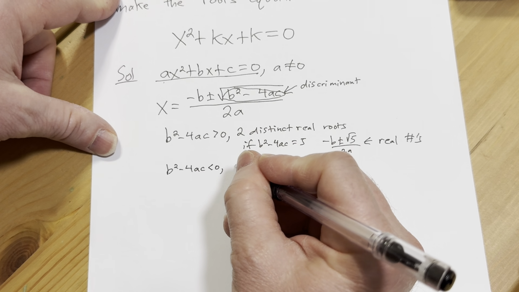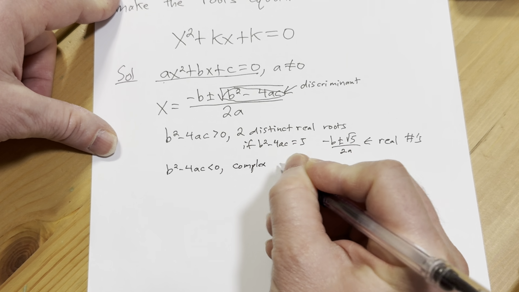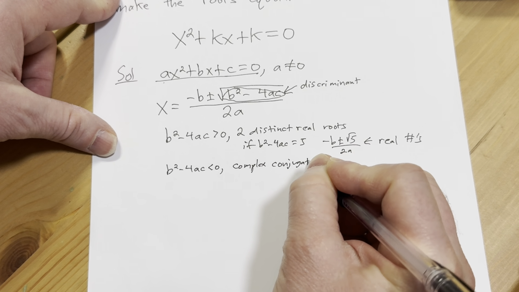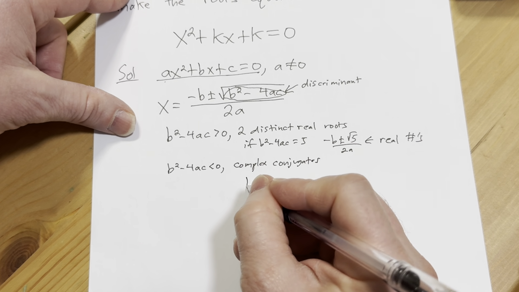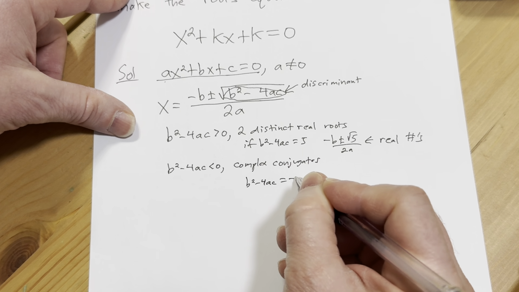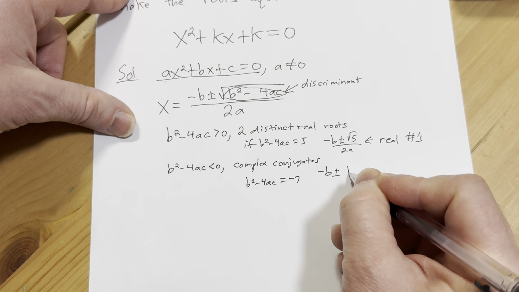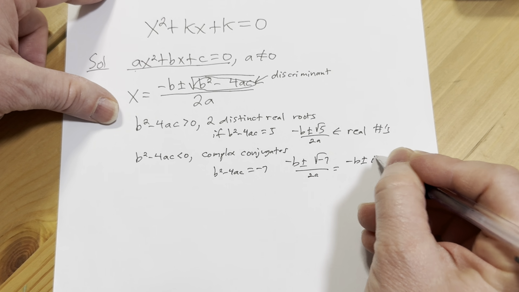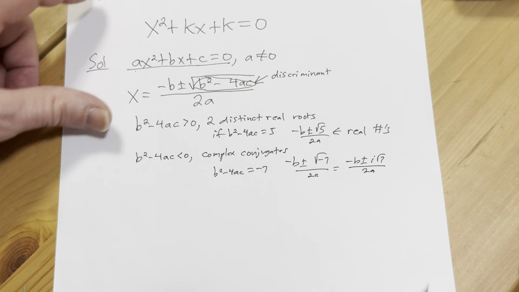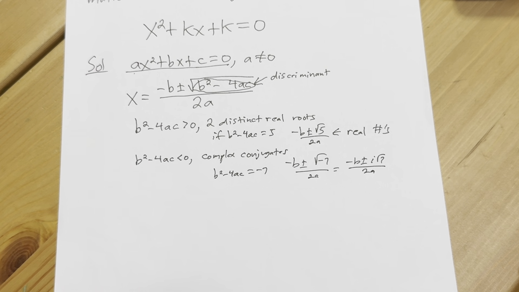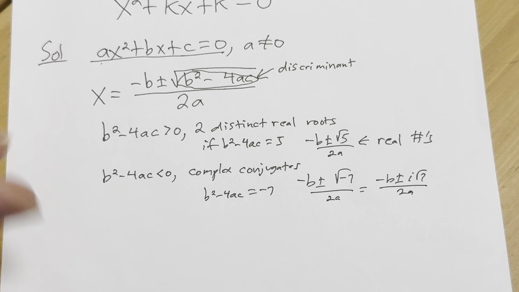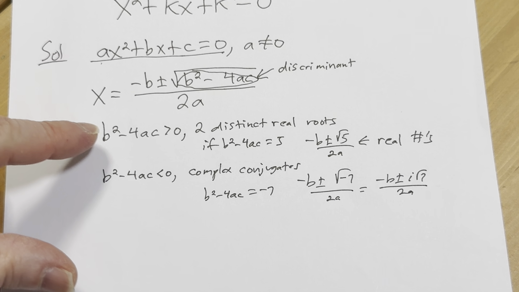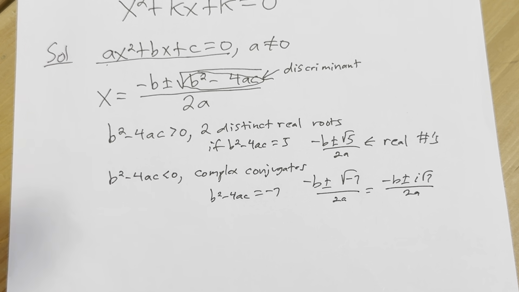In the case where b squared minus 4ac is less than 0, in this particular case, we have complex conjugates as the solutions. So for example, if b squared minus 4ac was negative 7, then we would get negative b plus or minus the square root of negative 7 over 2a, which is negative b plus or minus i square root of 7 over 2a. I'm just making up these numbers to make the point. So if the discriminant is positive, we have two distinct real solutions. If it's negative, we have two complex solutions, and they happen to be complex conjugates.